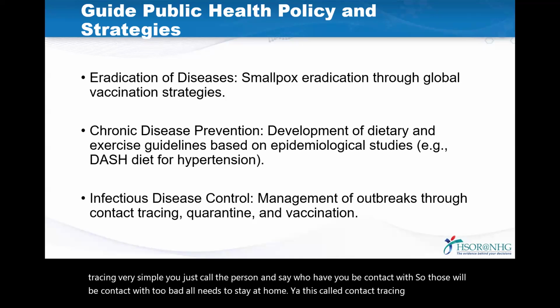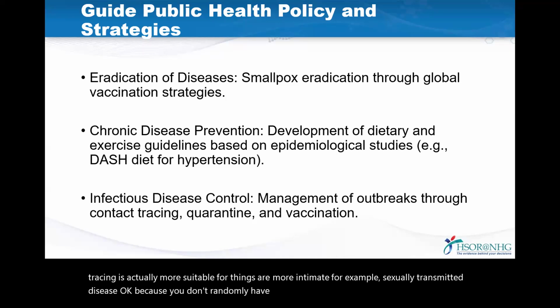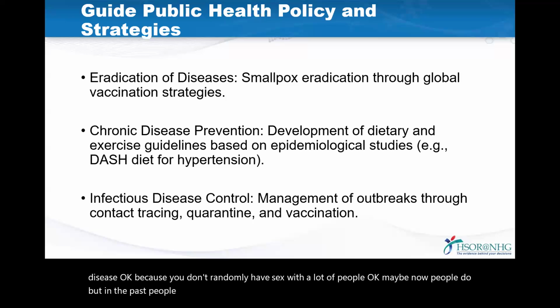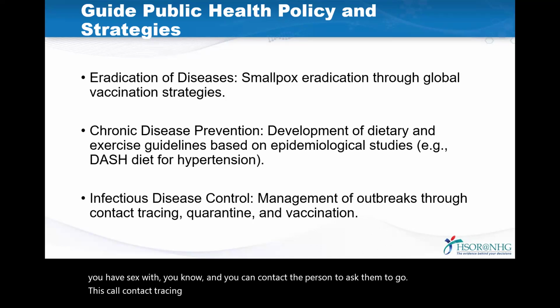Contact tracing is actually more suitable for things that are more intimate, for example, sexually transmitted disease. Because you don't randomly have sex with a lot of people. Okay, maybe now people do, but in the past, people didn't randomly have sex with everyone. So who you have sex with, you know, and you can contact the person to ask them to go and test. This is called contact tracing. But in the face of COVID, it's very difficult.